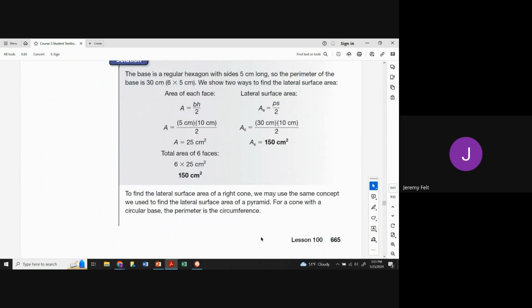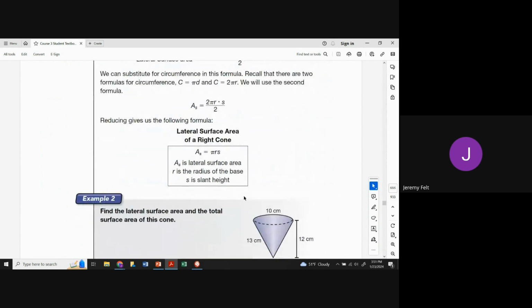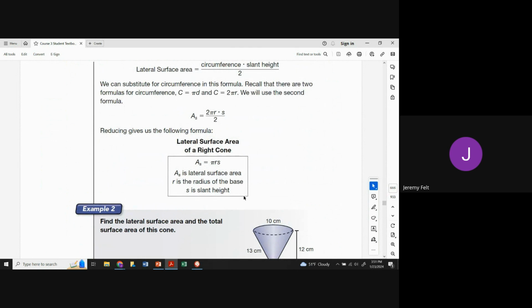To find the lateral surface area of a right cone, we may use the same concept we used for the pyramid because it's coming to a point. So we can substitute circumference. Circumference is pi times diameter, or 2 pi r. We'll use the second formula. So 2 pi r, that's the circumference, times the slant height divided by 2, but then 2 over 2 cancels out. So we're left with pi times radius times the slant height. R is the radius, S is the slant height, and this A of S is our lateral surface area.